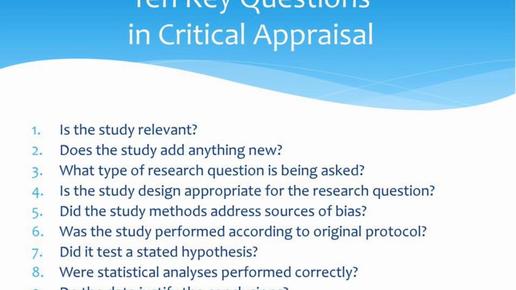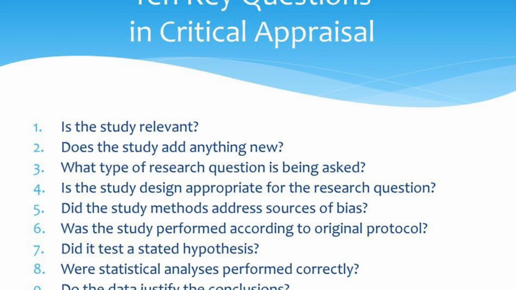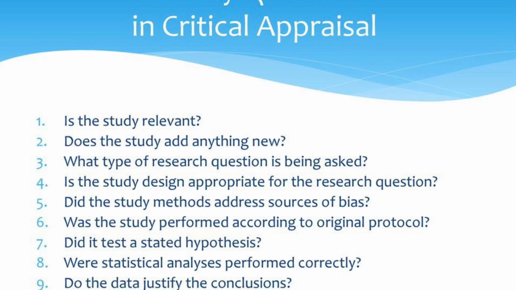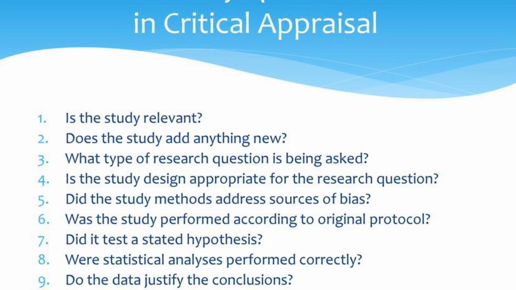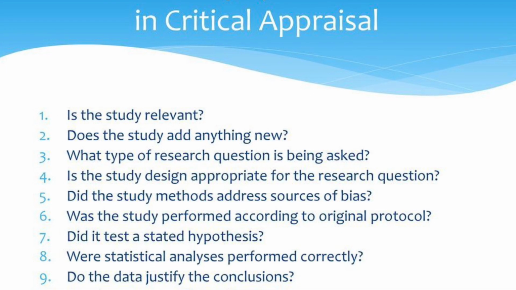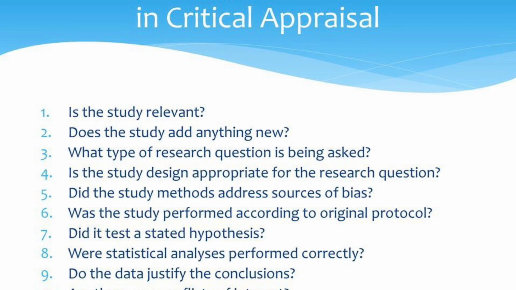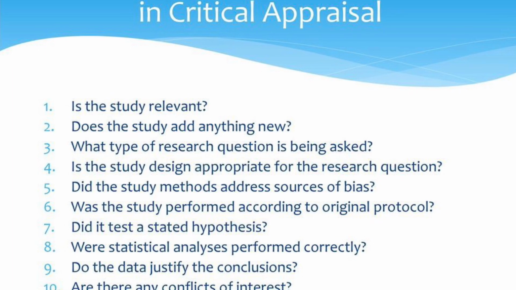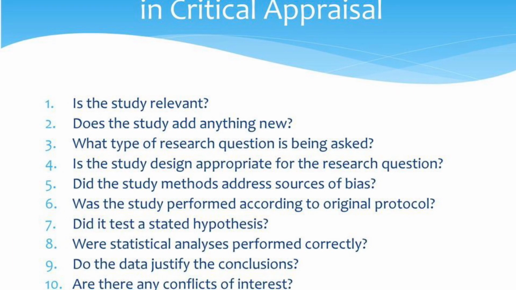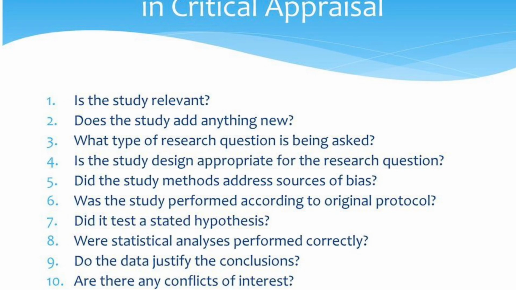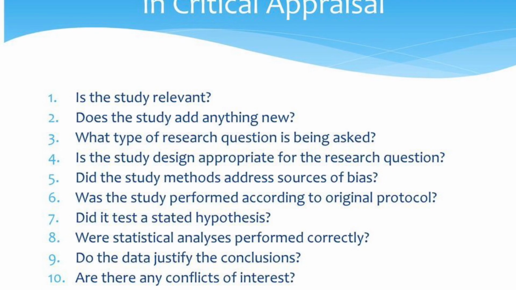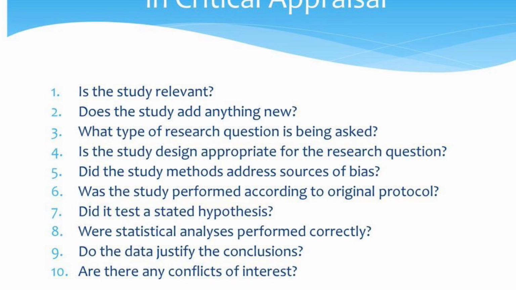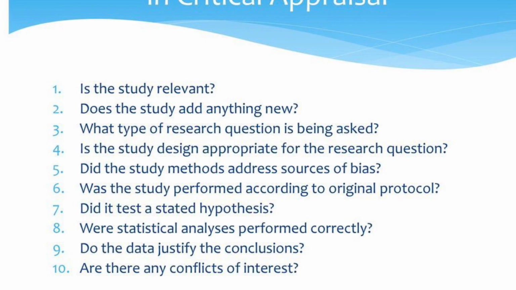Like the study design is again about randomized control trials, and then case control, and then cross-sectional or cohort study. Next one is, did the study methods address the source of bias? Next one is, was the study performed according to the original protocol? Did it test a stated hypothesis? Were the statistical analyses performed correctly? Do the data justify the conclusion? Are there any conflicts of interest? So these are 10 steps of critical analysis of a paper. These 10 steps you can memorize for yourself in order to present critical analysis of a paper.